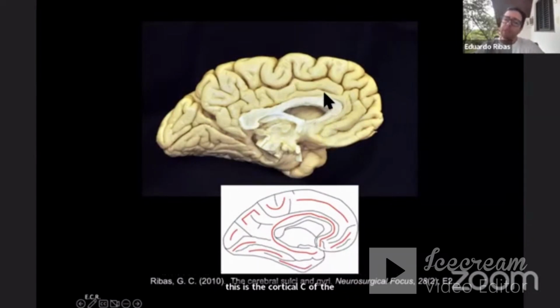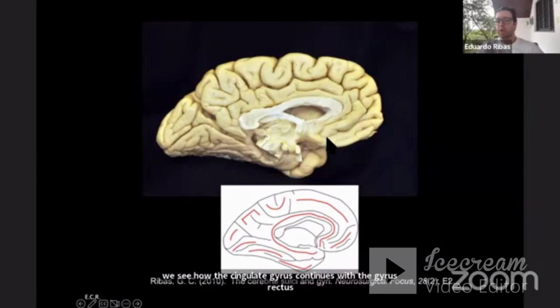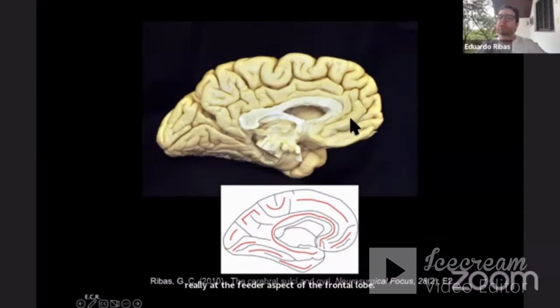Then we see how the cingulate gyrus continues with the gyrus rectus, really at the inferior aspect of the frontal lobe. Here is the gyrus rectus, and the gyrus rectus continues itself with the superior frontal gyrus, without a clear separation between them. They just continue one with another one. So all this here is superior frontal gyrus. Between superior frontal gyrus and cingulate gyrus, we'll have the cingulate sulcus.